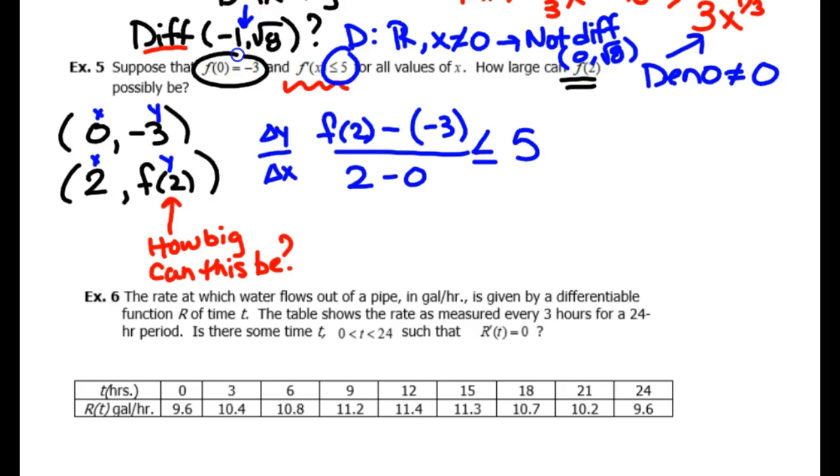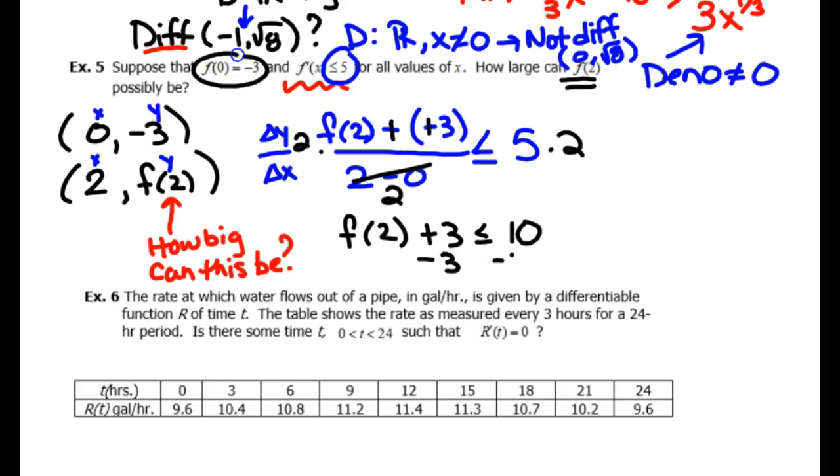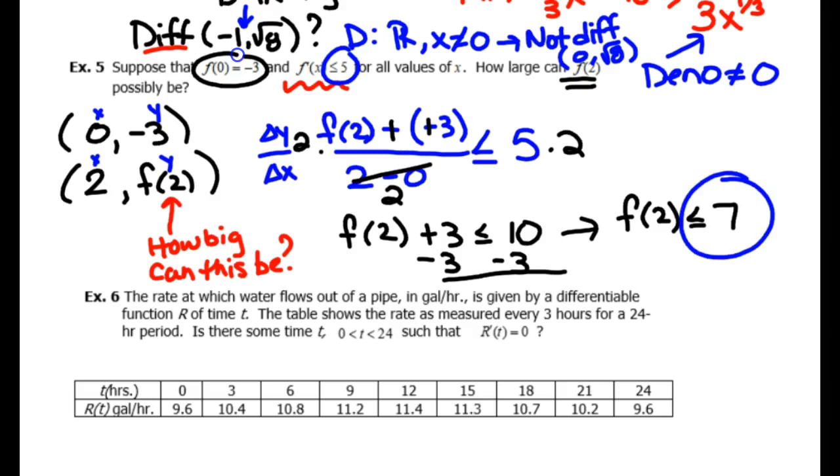We can solve this problem right here. So we have subtracting a -3 is adding 3. We have 2 minus 0 is 2. We can multiply both sides times 2, and then we have f of 2 plus 3 is less than or equal to 10. Subtract 3, and I have f of 2 will always be less than or equal to 7. How large can f of 2 be? The largest that it can be is 7. Applying the mean value theorem.